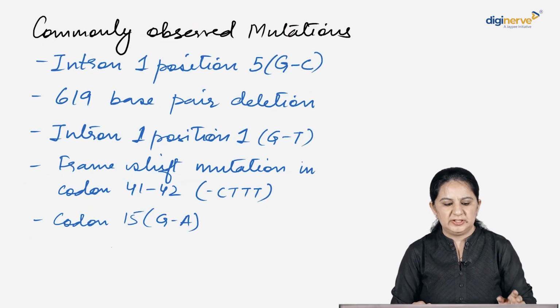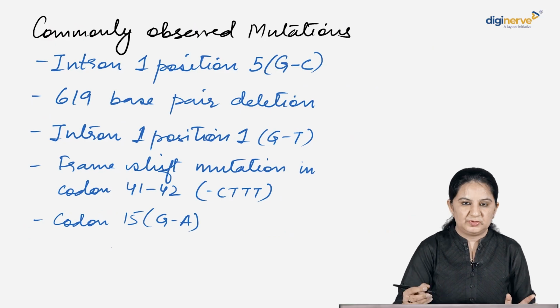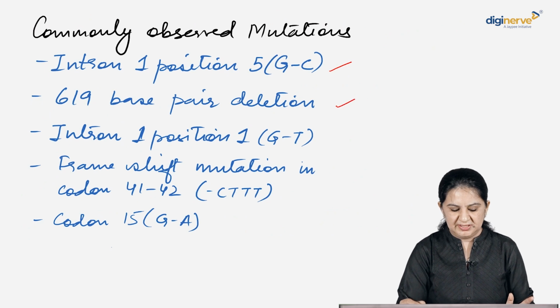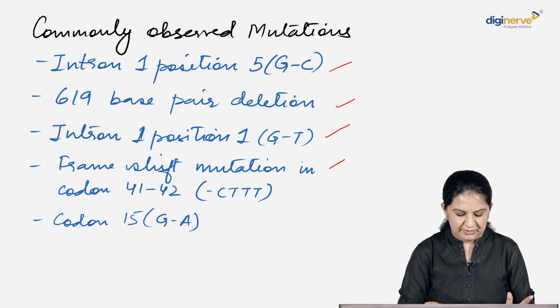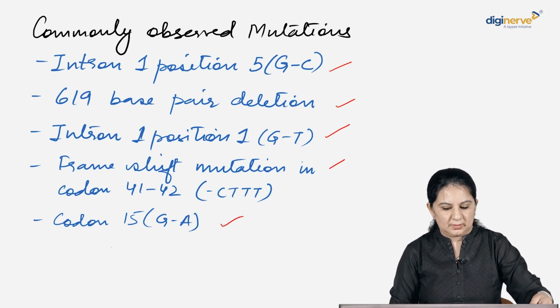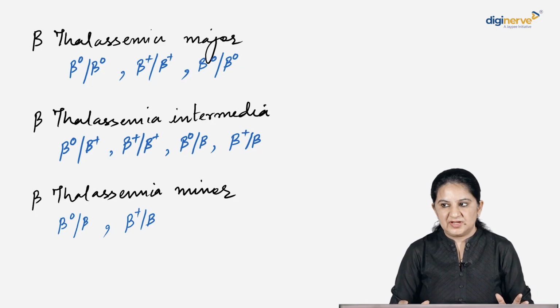So what are the commonly observed mutations? You will just have to mug these up. Intron 1 position 6, 619 base pair gene deletion, intron 1 position 1, frame shift mutations in codon 41 to 42 and codon 8. Alright. So clinically you classify thalassemia based on the severity of anemia or on the genetic defect or on the gene dosage.